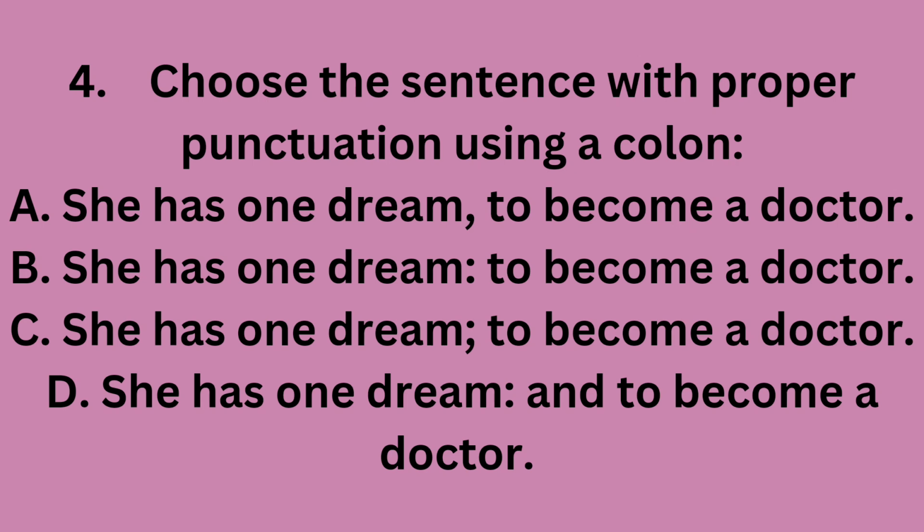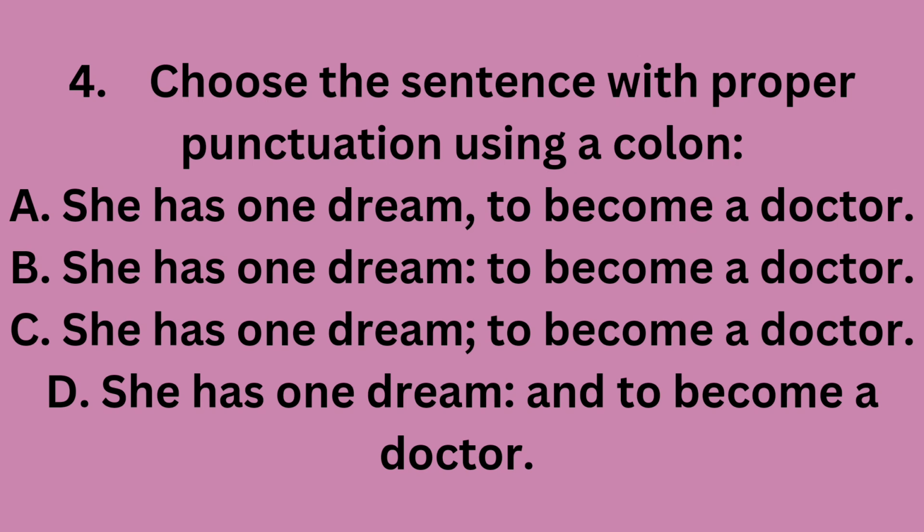Okay, we are moving on to question 4. Choose the sentence with proper punctuation using a colon. A. She has one dream, to become a doctor. B. She has one dream: to become a doctor. C. She has one dream; to become a doctor. D. She has one dream: and to become a doctor.